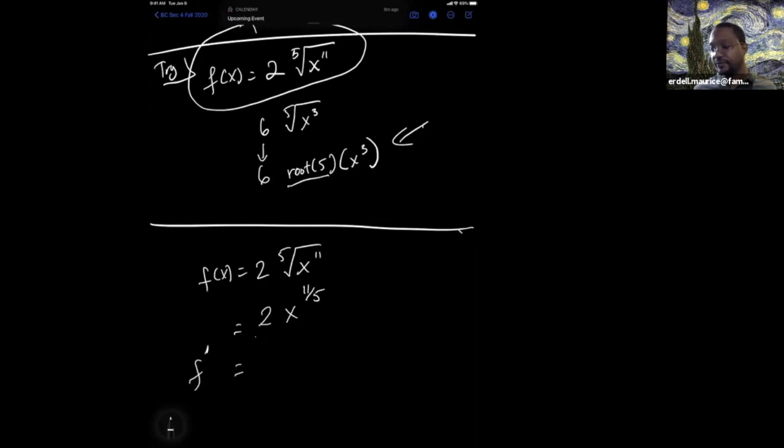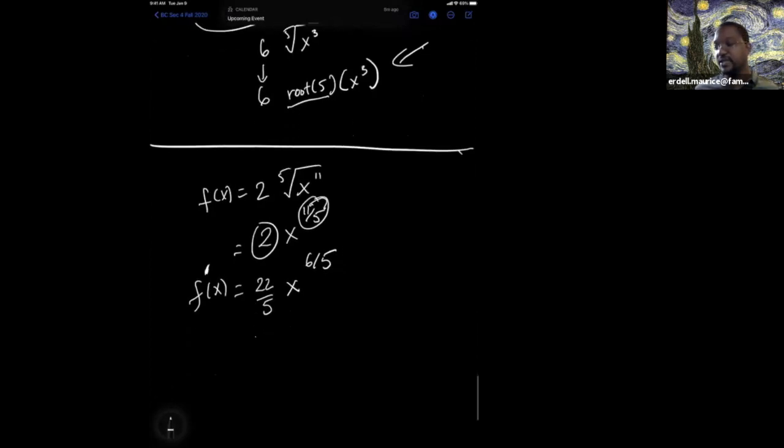I can now take the derivative. So now I can write f prime, because I am now going through that process of multiplying and then subtracting 1 from the power. 2 times 11 over 5 is 22 over 5. 11 minus 5 is 6 over 5. And then I can write my answer out: 22 over 5, the 5th root of x to the 6th power. Questions there?